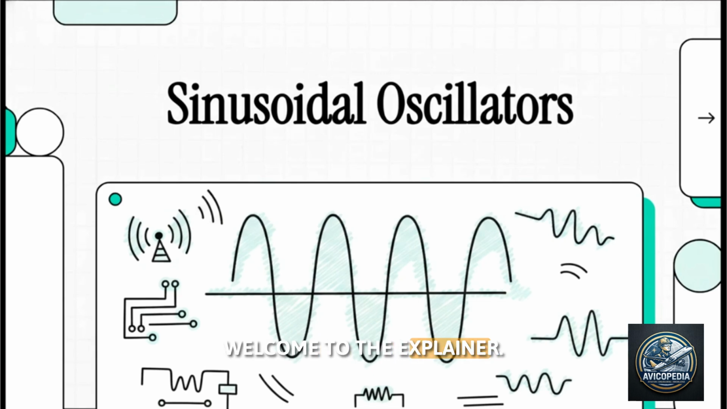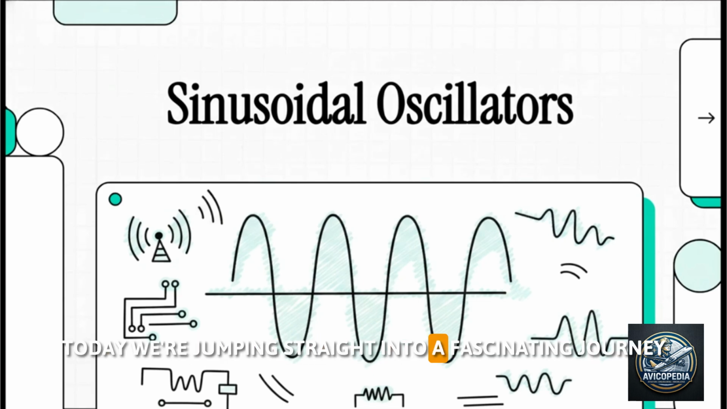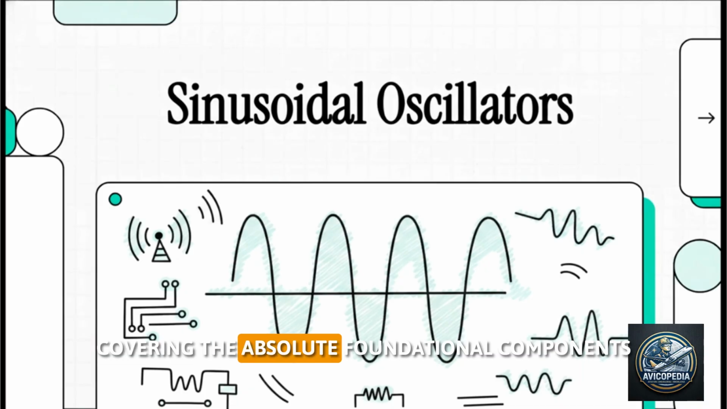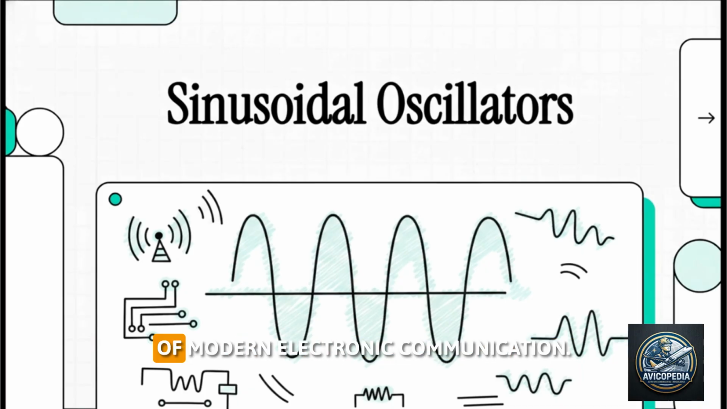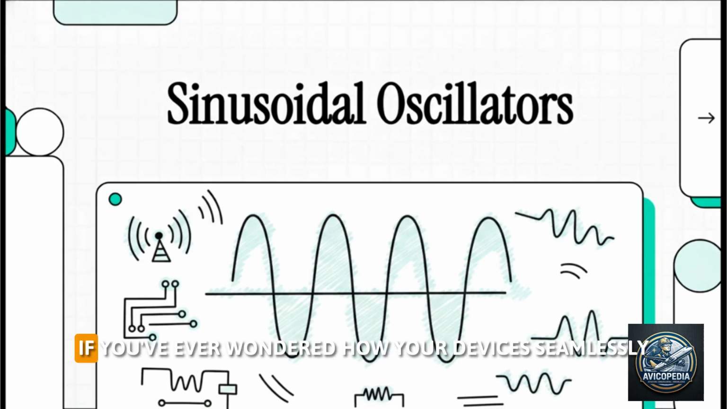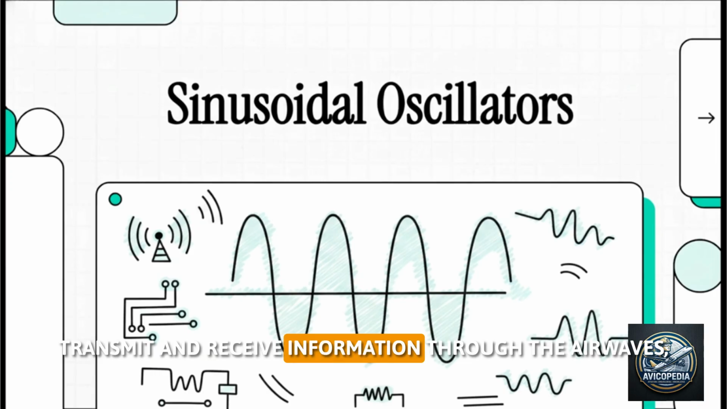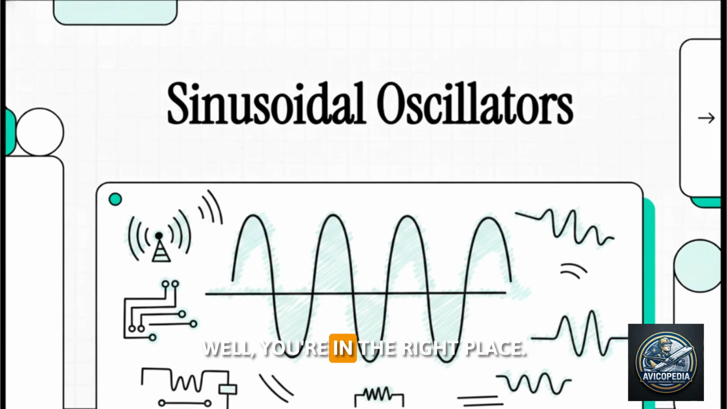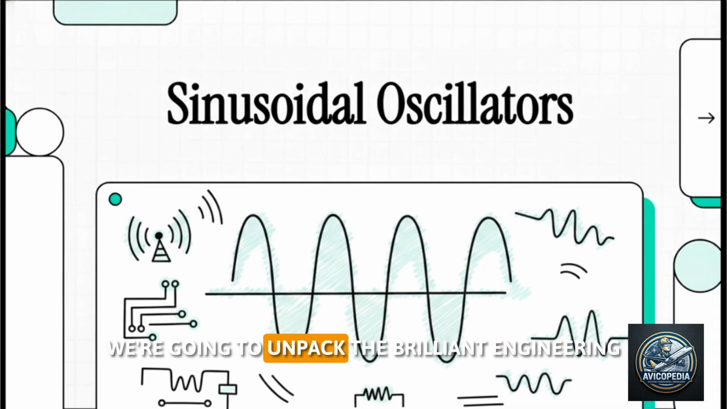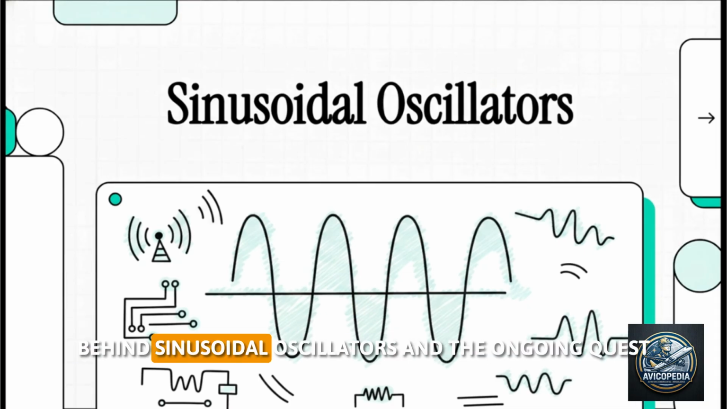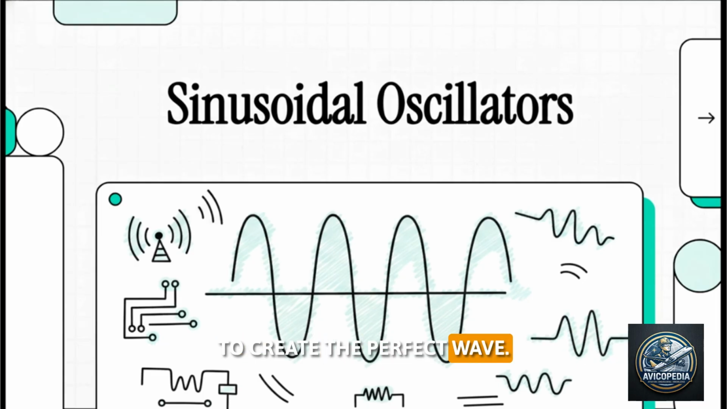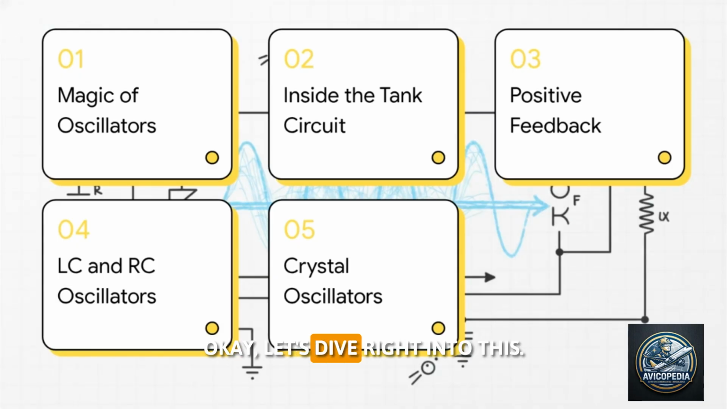Welcome to The Explainer. Today, we're jumping straight into a fascinating journey covering the absolute foundational components of modern electronic communication. If you've ever wondered how your devices seamlessly transmit and receive information through the airwaves, well, you're in the right place. We're going to unpack the brilliant engineering behind sinusoidal oscillators and the ongoing quest to create the perfect wave.